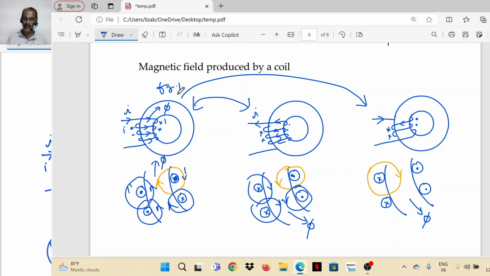What is the difference between this, figure 2, and this, figure 3? What is the difference between 1 and 3? In 1 and 3, current is in the same direction but the winding sense is reversed. Winding sense is opposite now. So through the coil, current flows in the opposite direction. Externally current is entering in the same direction but the winding is in the opposite sense. So again the field is reversed.